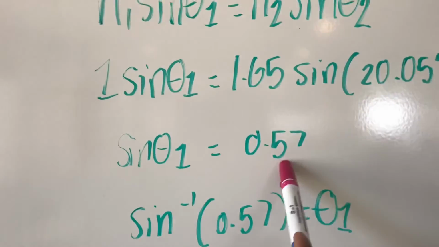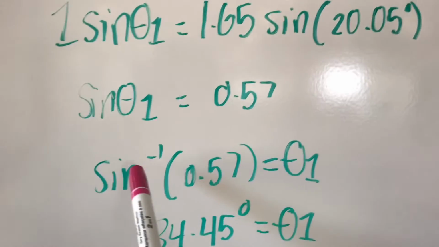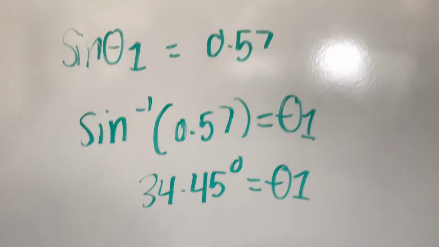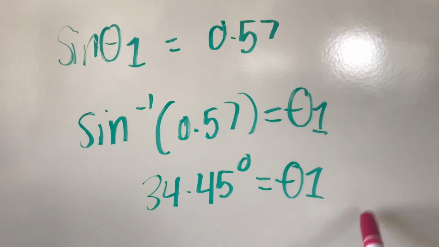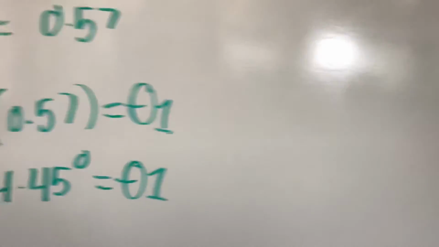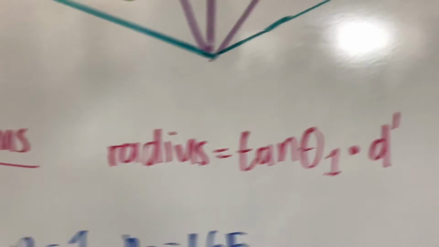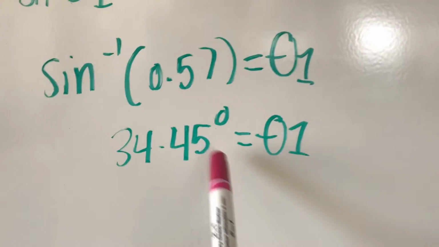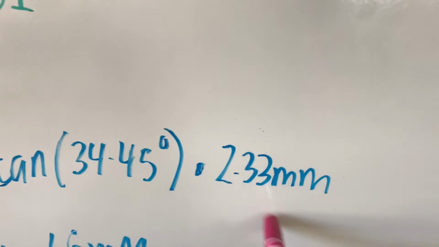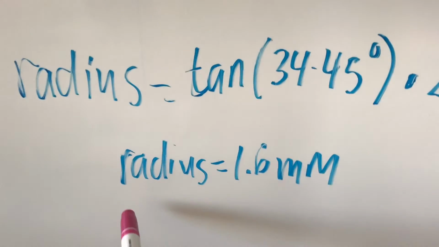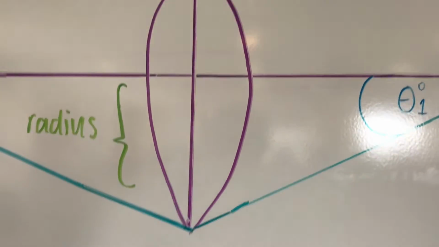Then in order to find theta 1, which is what we're looking for so that we can find our radius here, we need to do sine inverse of 0.57, and then we'd get that theta 1 equals 34.45 degrees. So now we have our theta 1. We can go back to our radius equation. The radius is tan theta 1 times d prime, which is 2.33 millimeters. And then we get that our radius is 1.6 millimeters, which would be the radius of the lens here.